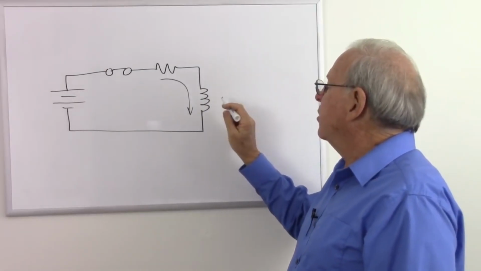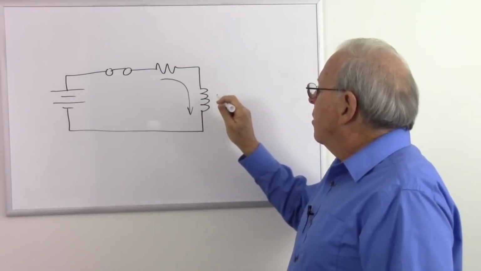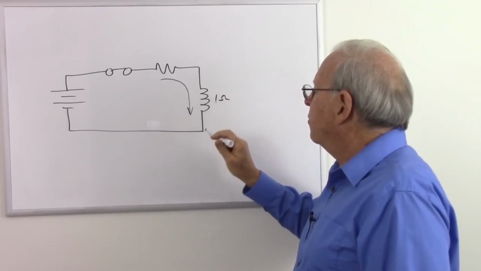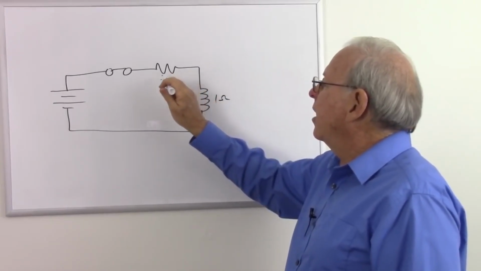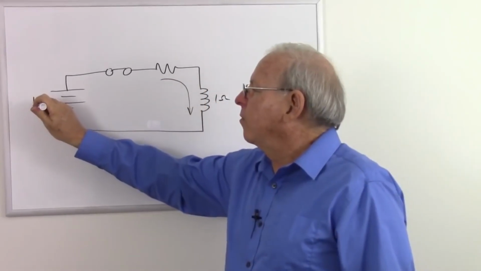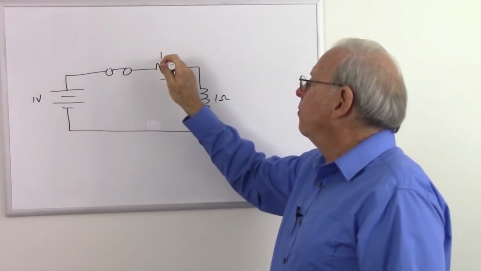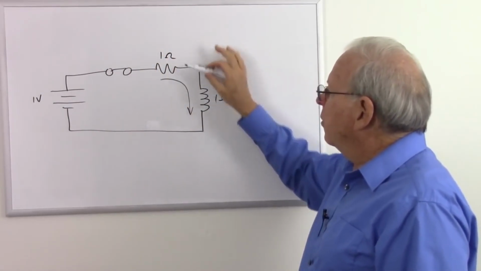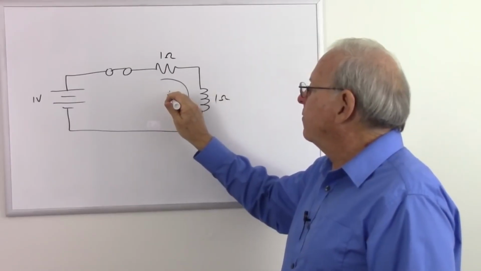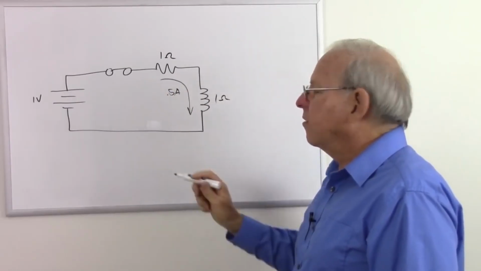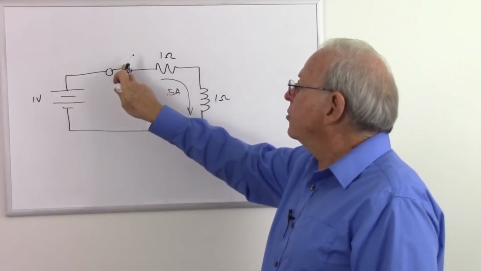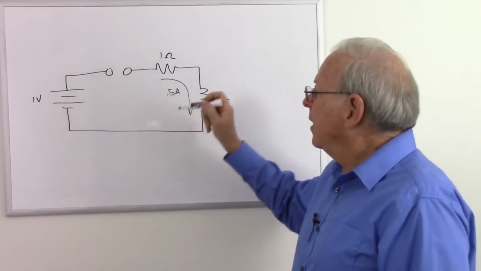So let's say this inductor has, it depends on the inductor, let's just say it has 1 ohm of resistance. And let's say this is 1 volt. So that's a 1 ohm resistor. Well, now at this point we are going to have 2 ohms, 1 volt, so we're going to have 0.5 amps of current flowing through that inductor. And then when I open the switch, what's going to happen?